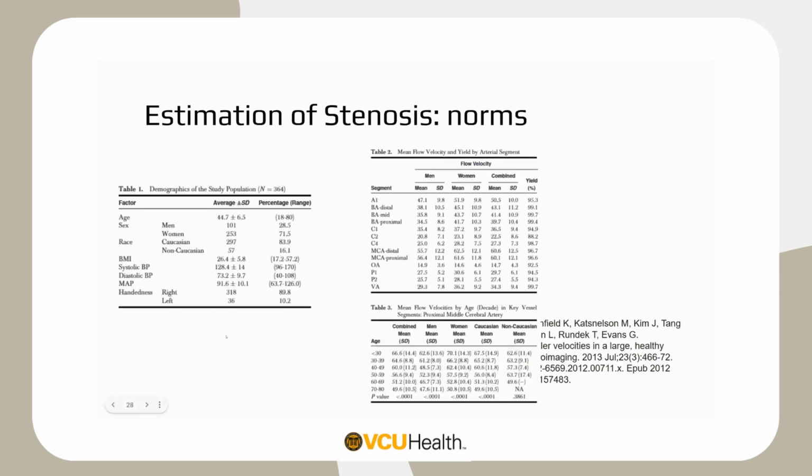So in terms of normative values, Dr. Tegler and others have published normative values for the velocities, for the mean and the systolic and the PI, by age and by sex, in a relatively healthy population. So these are patients with relatively normal BMI, blood pressure, without known vascular risk. These provide a basis for our interpretation of TCD velocities in pathology.